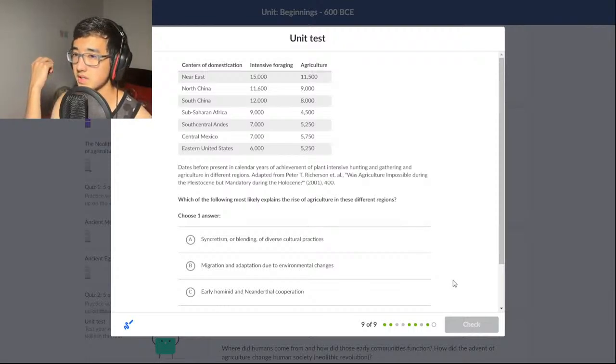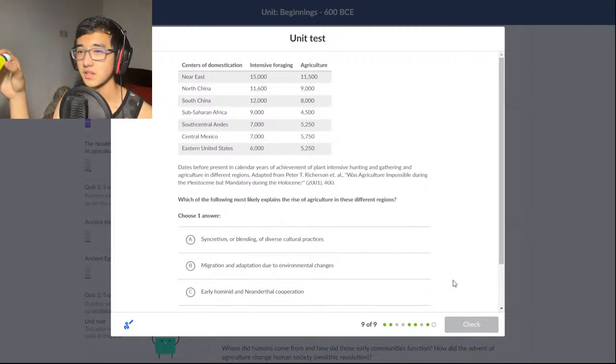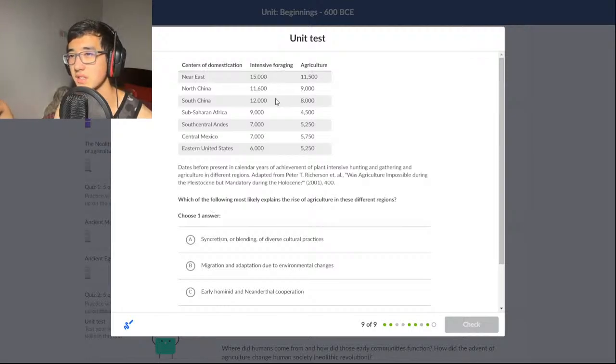Dates before present in calendar years of achievement of plant intensive hunting and gathering and agriculture in different regions. Oh, this is censored domestication. Okay, this is old. That's why some guy in 2001 wrote it. So we have Near East, intensive foraging. What's the units here? Like the amount of years? Calendar years, okay.